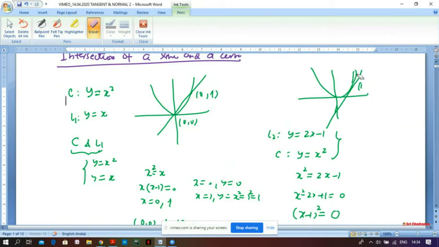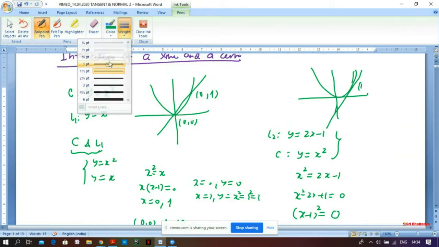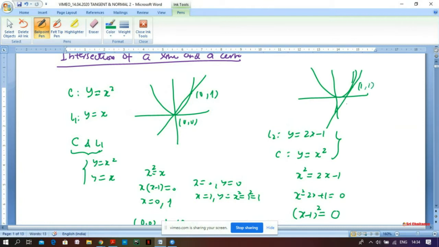Let me use a different thickness. So this is (1, 1). And then this line is y equal to 2x minus 1. This curve, of course, C was y equal to x squared. This time, the line and the curve C intersect at just one point. Let's call it P, so P(1, 1). And as the roots are double, we can say it intersects in P(1, 1) and P(1, 1). So sort of, there is just one point, but you understand that this is a particular thing.